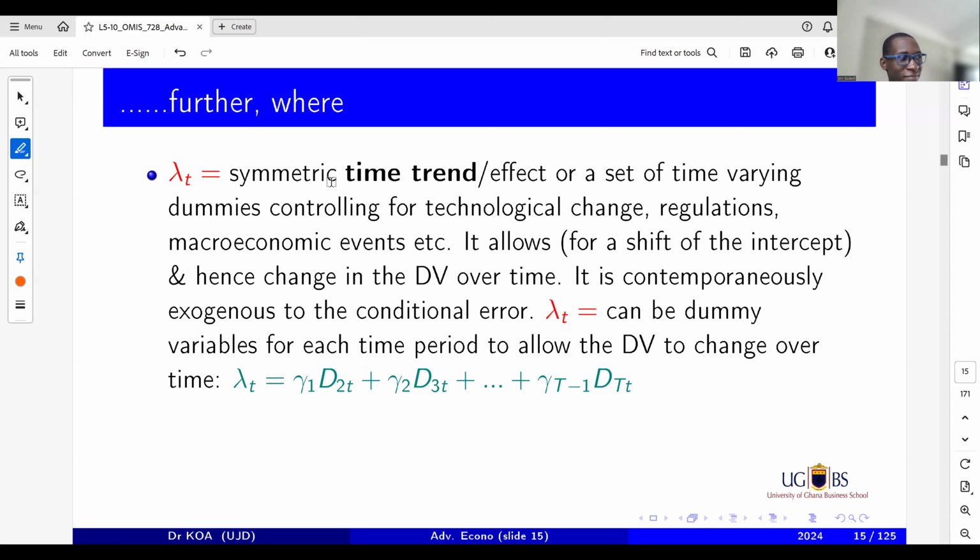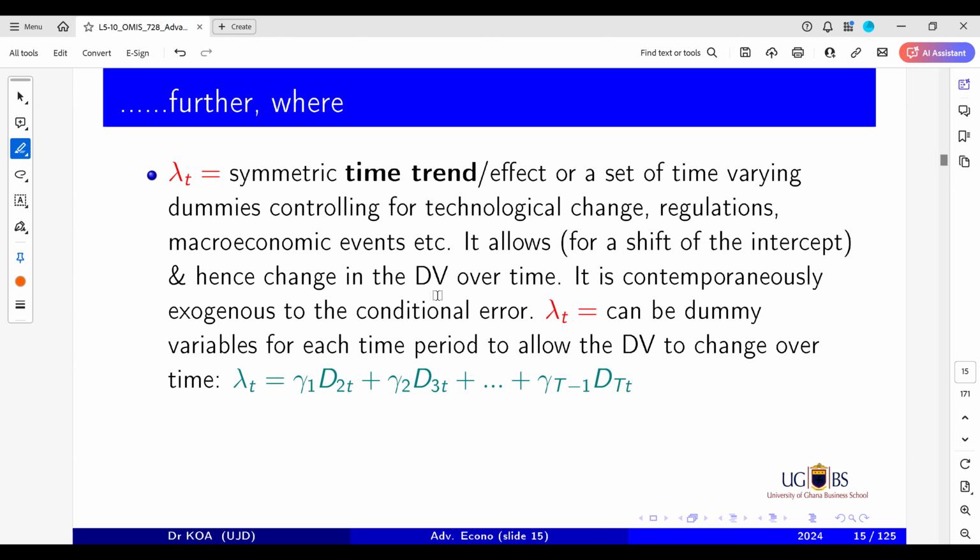Then there is the symmetric time trend. These are factors that are time varying. They have to do with regulations. So when the government brings about a regulation, a macroeconomic event, COVID-19, an Ebola outbreak, any of these things can affect the behavior of the dependent variable. So you have to allow for those time elements. And normally they are contemporaneously exogenous to the conditional error.